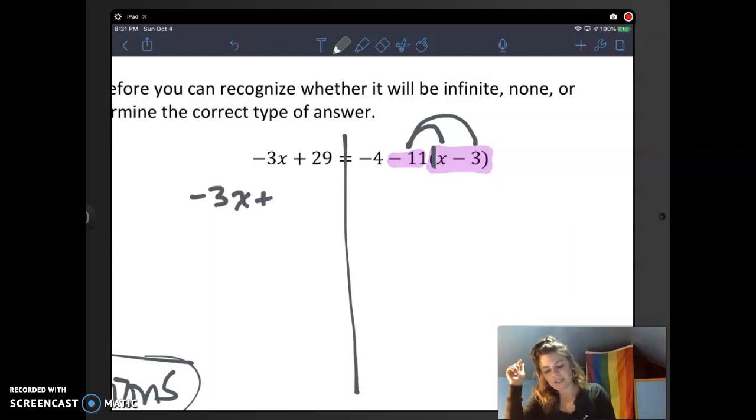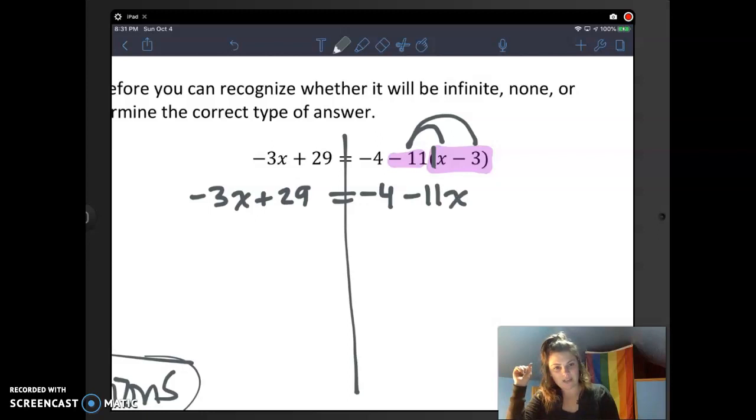We're not going to do anything to this side of the equal sign. This negative 4 hanging out, not part of the problem right now. Negative 11 times 1 is negative 11, and then that's also multiplied by x. We're going to keep going. Negative 11 times negative 3. Remember, this negative goes with that 3. So that's going to be positive 33.